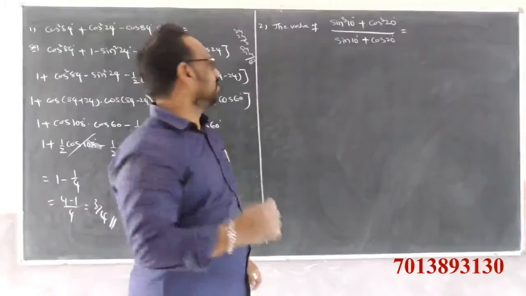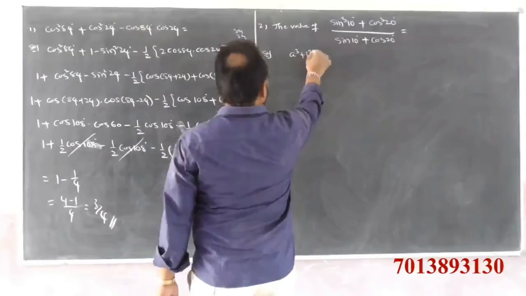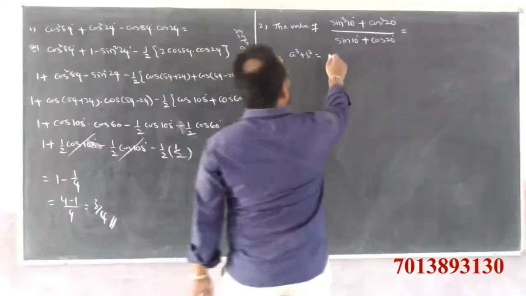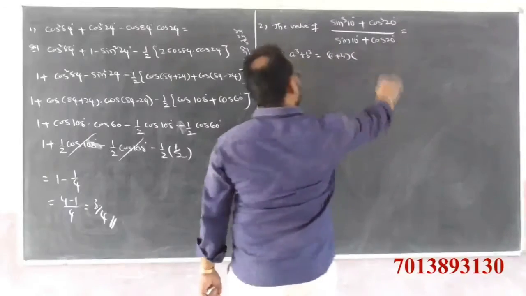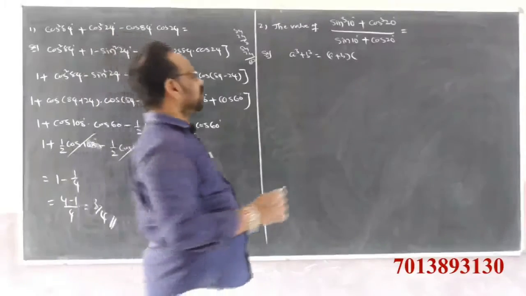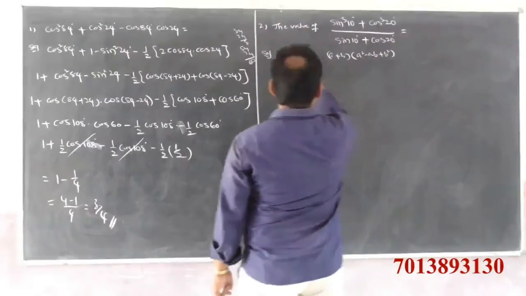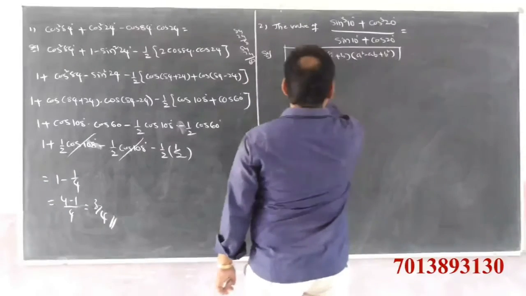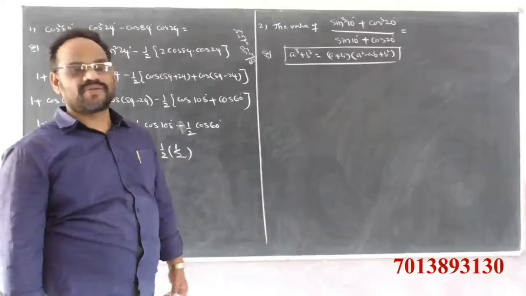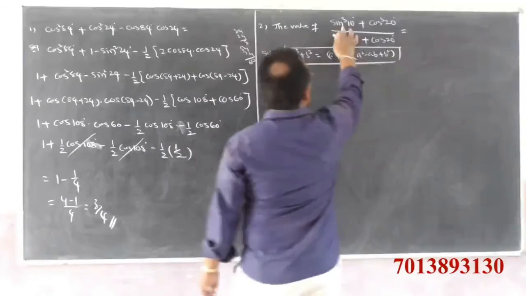Next, the value of sin cube 10 plus cos cube 20 by sin 10 plus cos 20 value. Let us see the solution. Already we know that a cube plus b cube is equal to a plus b into a square minus ab plus b square. So substitute here.